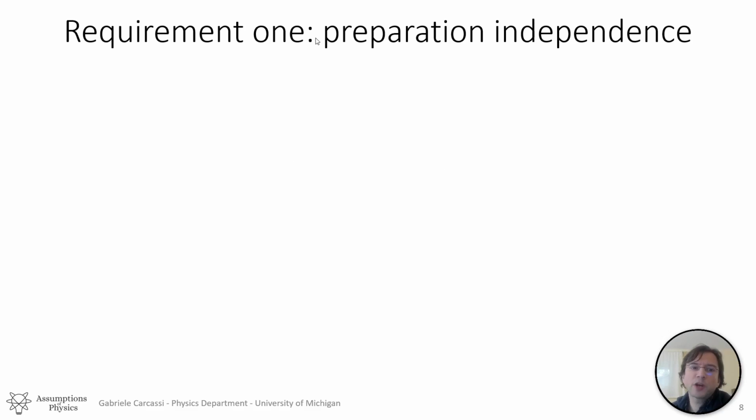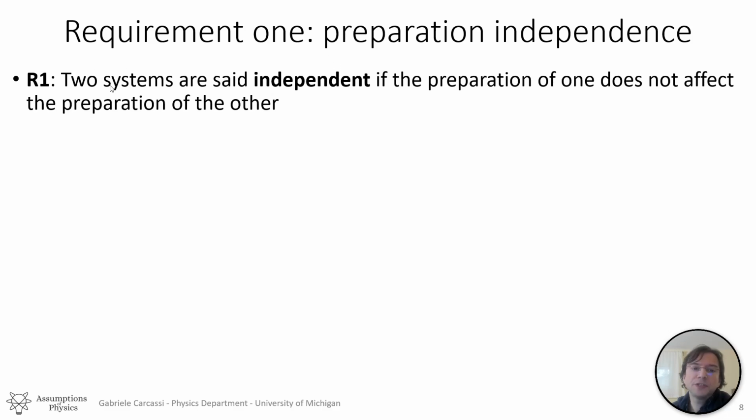So the first requirement that we're going to have is preparation independence. And what do we mean by preparation independence? Two systems are said to be independent if the preparation of one does not affect the preparation of the other. So I can take system A, I can put it in any state that I want, and when I take system B, I can also put it in any state that I want, regardless of what state I chose for A. By the way, this numbering system that we use is the same numbering system that we use in the paper, so if you read the paper, you're going to be able to follow along with these symbols. Okay, so that's a simple enough physical requirement, but how do we express that in the math?